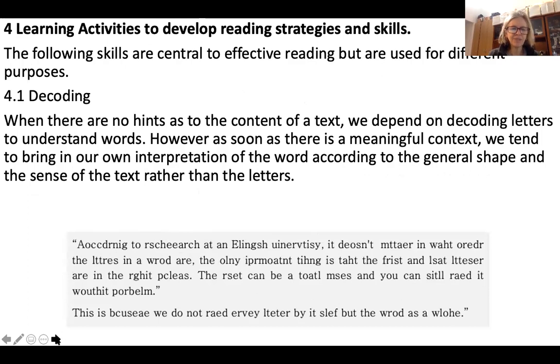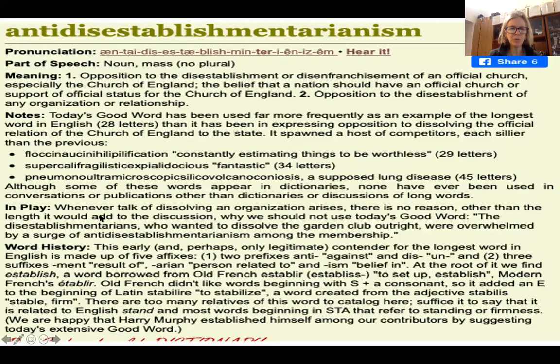So we can decode by looking at the actual shape of the word and also by looking at the word roots. So you can see establish, dis is not, anti is not, meaning double negative, so pro-establishing the church. Even though it sounds very confusing, disestablishmentarianism.